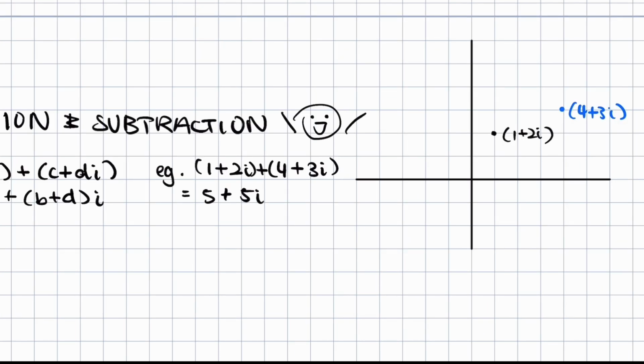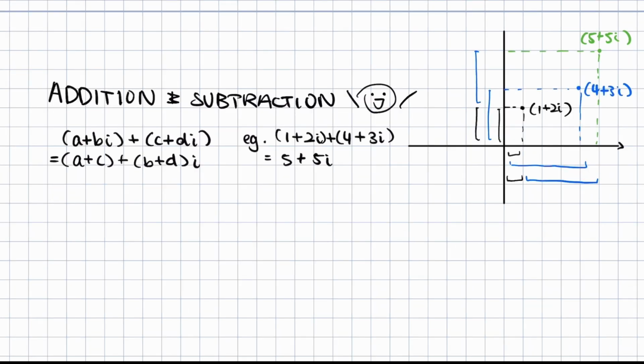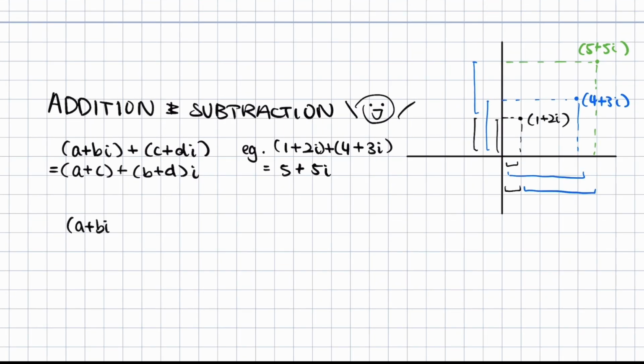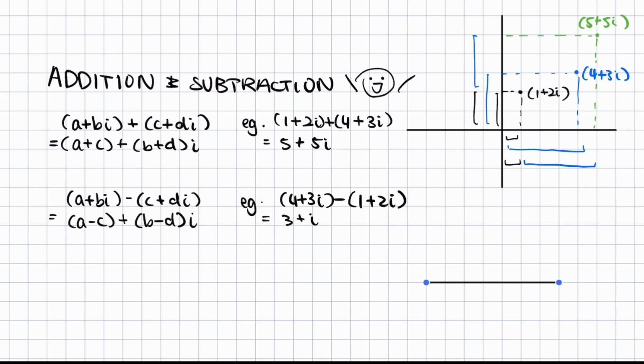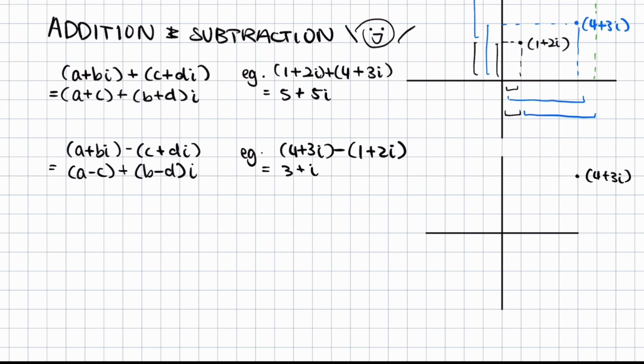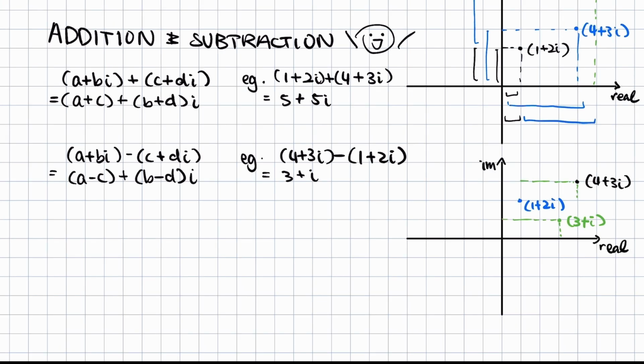Here on the Argand diagram, the x-axis represents the real portion of the complex number while the y-axis represents the imaginary. You can see that the x components add up together and the y components add up together to form the sum. Now here's an example of subtraction. Similarly, you group the real components together and the imaginary components together. On the Argand diagram, you can see that the x component and y component of the end result is the same as the difference between the two numbers.